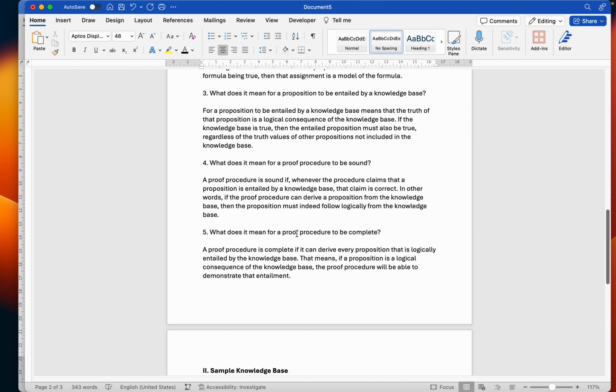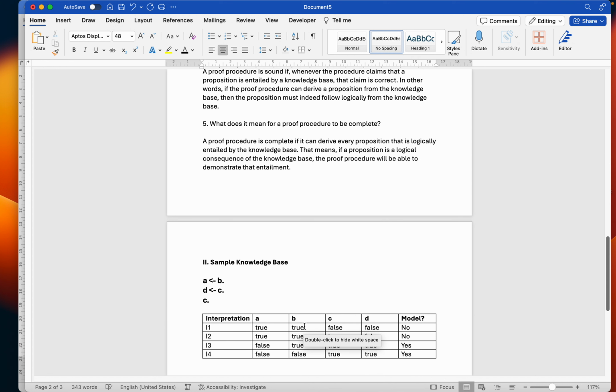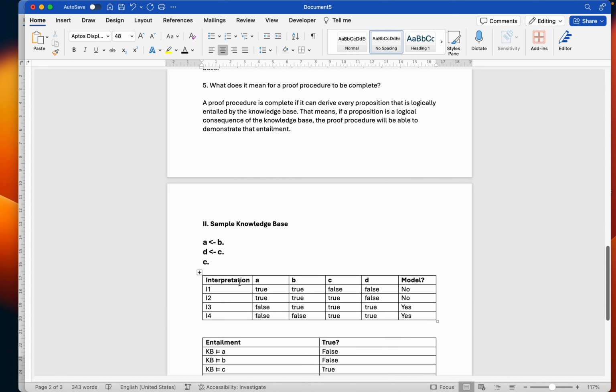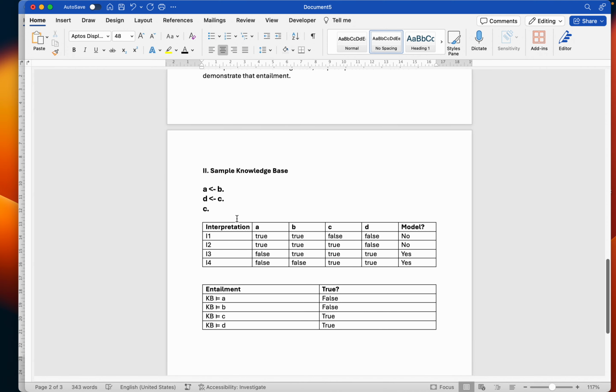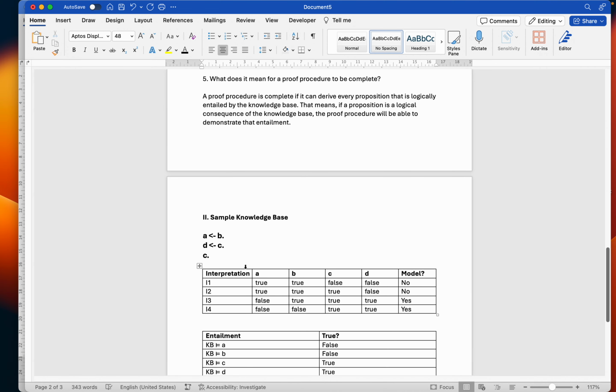What does it mean for a proof procedure to be complete? A proof procedure is complete if it can derive every possible proposition that is logically entailed by the knowledge base. It means that every possible piece of entailment and interpretation information can be given by the knowledge base. So it should be able to verify all the different conditions present in the knowledge base, so that we can say it is a complete proof procedure.